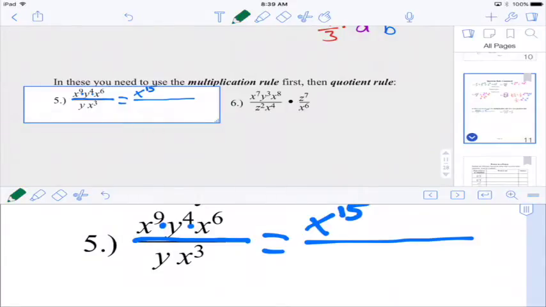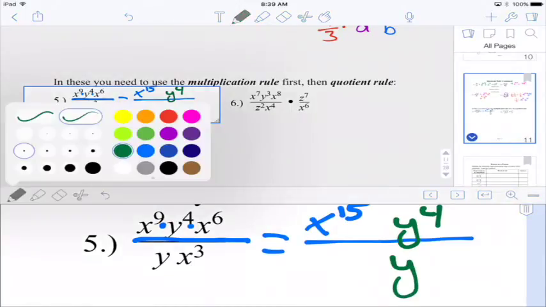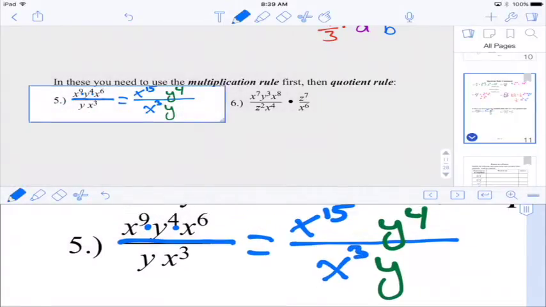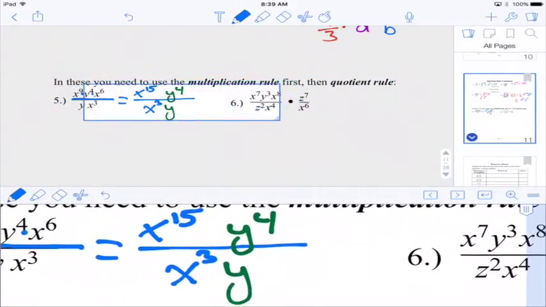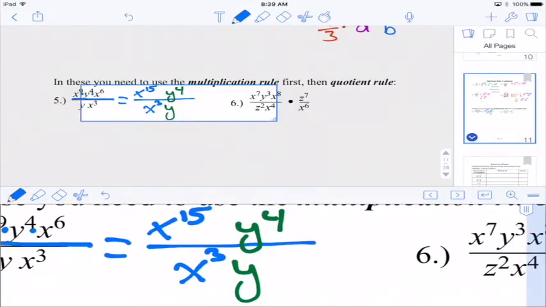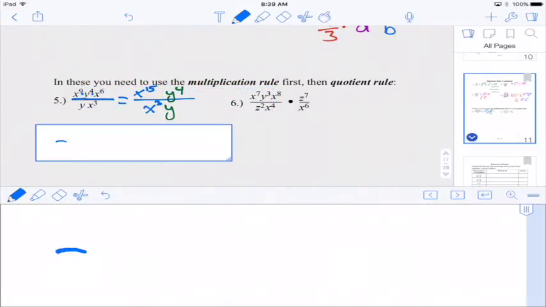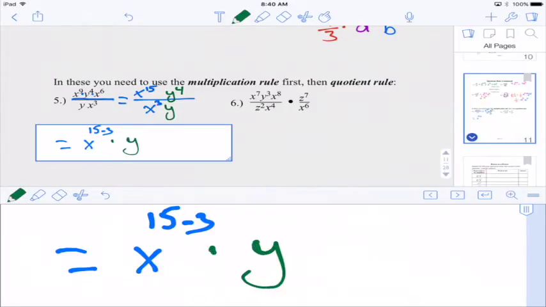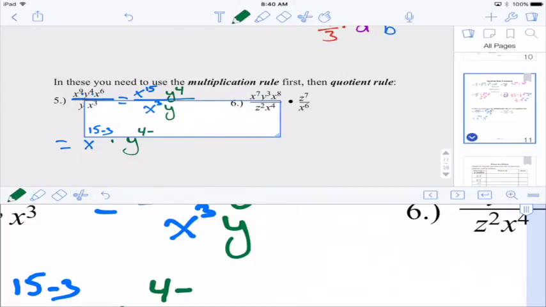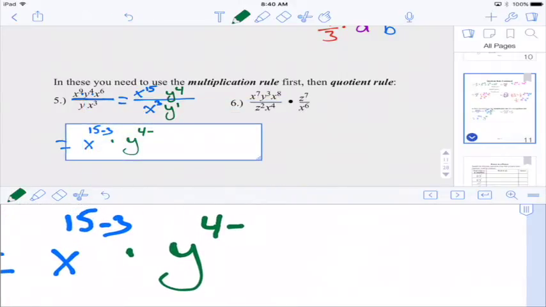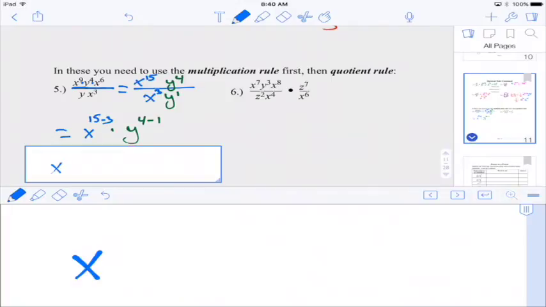Then I have y to the 4th. I'm going to leave all my y's and x's. I'm just going to change the order though because I know I can do that to clear it up. Now that I've used my multiplication rule, I'm going to use my quotient rule. I'm dividing x to the 15th divided by x cubed, so that means x to the 15 minus 3 times y to the 4 minus, well, that's just y, that means y to the 1st, so 4 minus 1. So my answer is x to the 12th, y to the 3rd.